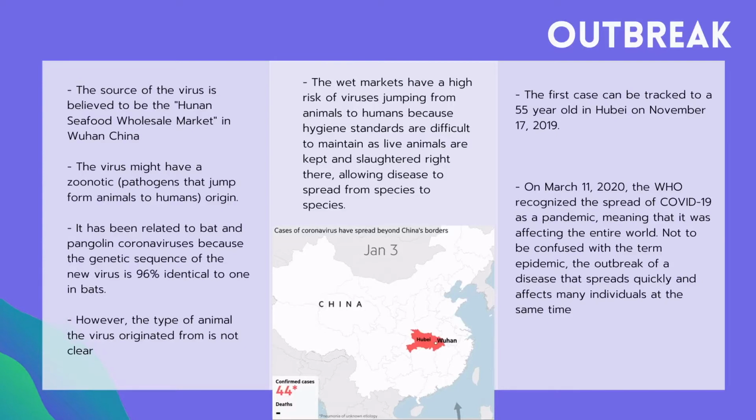The wet markets have a high risk of viruses jumping from animals to humans because the hygiene standards are difficult to maintain as live animals are kept and slaughtered right there, allowing diseases to spread from species to species really easily. The first case can be tracked to a 50-year-old in Hubei on November 17, 2019, but on March 11 of 2020, the World Health Organization recognized the spread of COVID-19 as a pandemic, meaning that it is affecting the entire world. Not to be confused with the term epidemic, which is the outbreak of a disease that spreads quickly and affects many individuals at the same time.